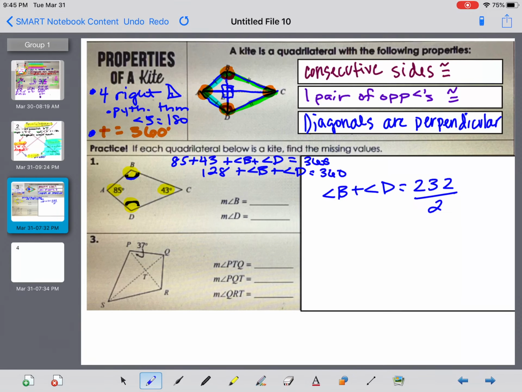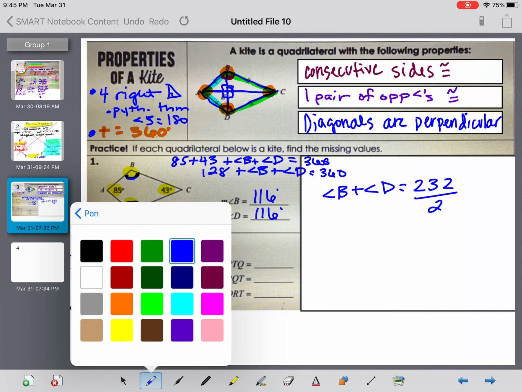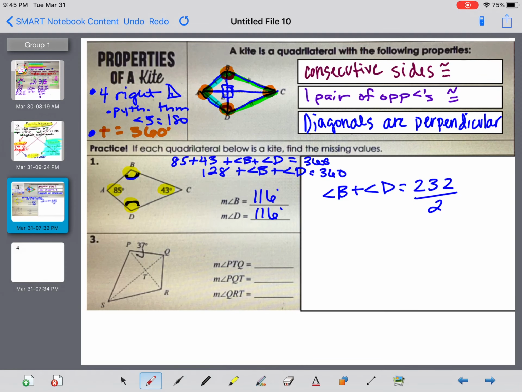And since I know that angle B and angle D are equal, all I have to do is divide that by 2, and I'll know what each one of them is. And it turns out that angle B and angle D are both 116 degrees. Get it? Got it? Good. Let's move on. All right.